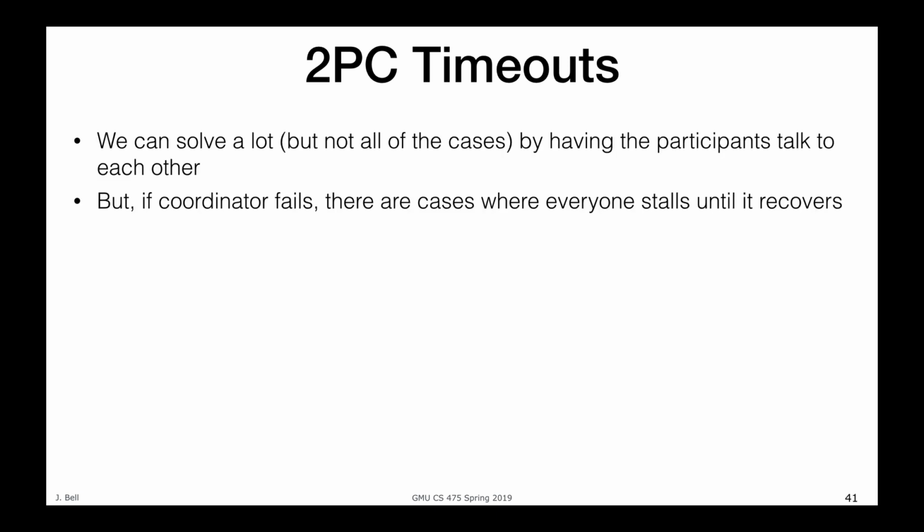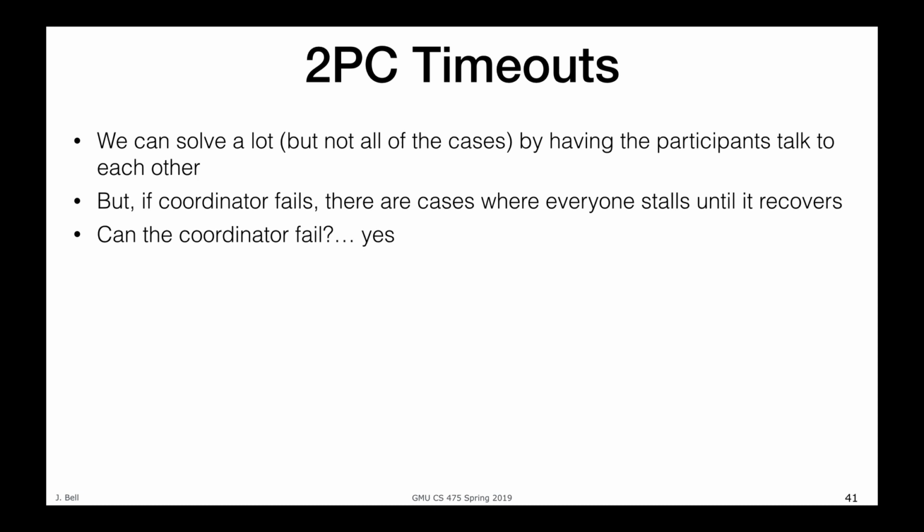So we saw with two-phase commit that we can solve a lot, but not all of the cases, by having the participants talk to each other or by being really tricky about reasoning through what these defaults are. If anyone ever aborted, anyone ever voted no, then we end up with this abort. But still, if the coordinator fails, doesn't get the outcome to everyone, then all of the nodes in the transaction are going to be stuck and they're going to stall.